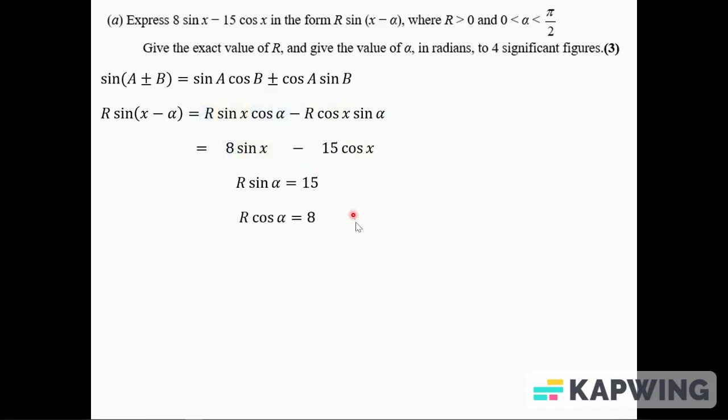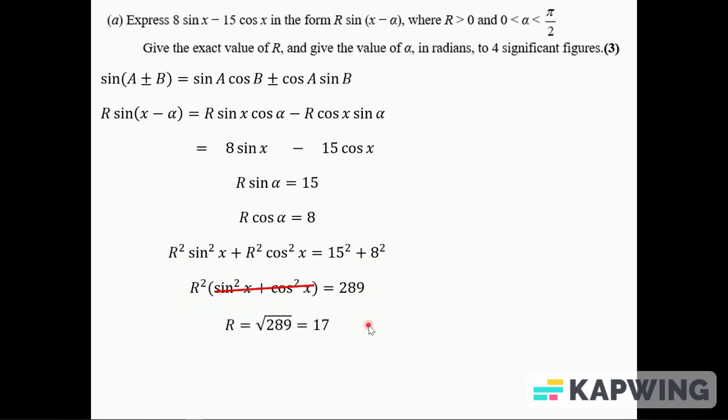A few ways of solving this. Some people like to draw a triangle. The way I like to do it, if I square this top one, so R squared sin squared alpha is 15 squared, and the bottom one, R squared cos squared alpha is 8 squared, and add the two together, I get this. I can take an R squared out as a factor, and the right hand side is just 289. I forget about this bracket, because sin squared plus cos squared equals 1. So the R squared is 289, so it gives me an R of 17.